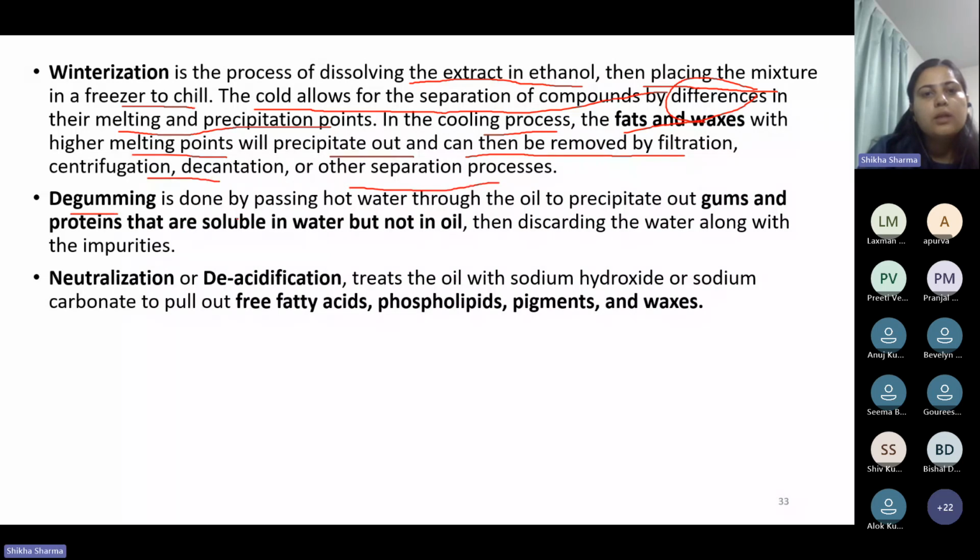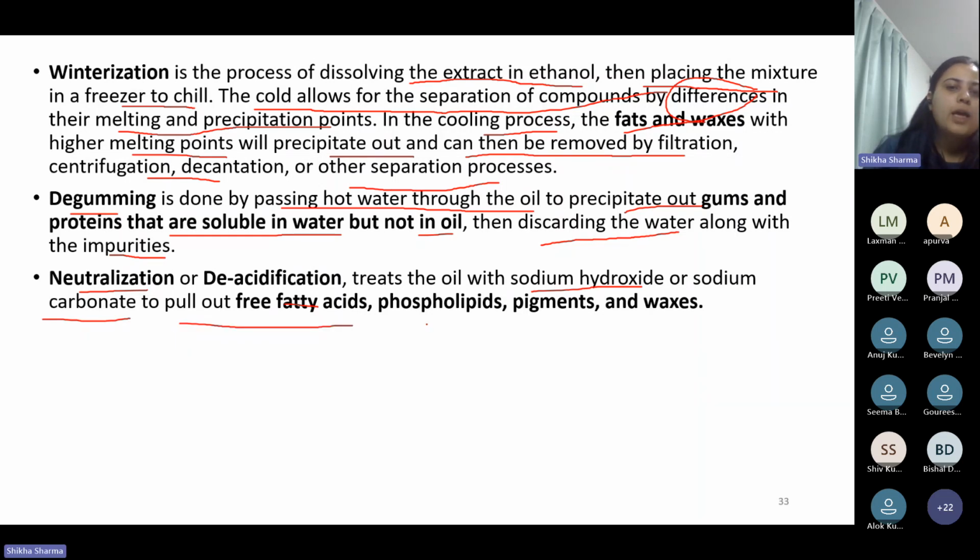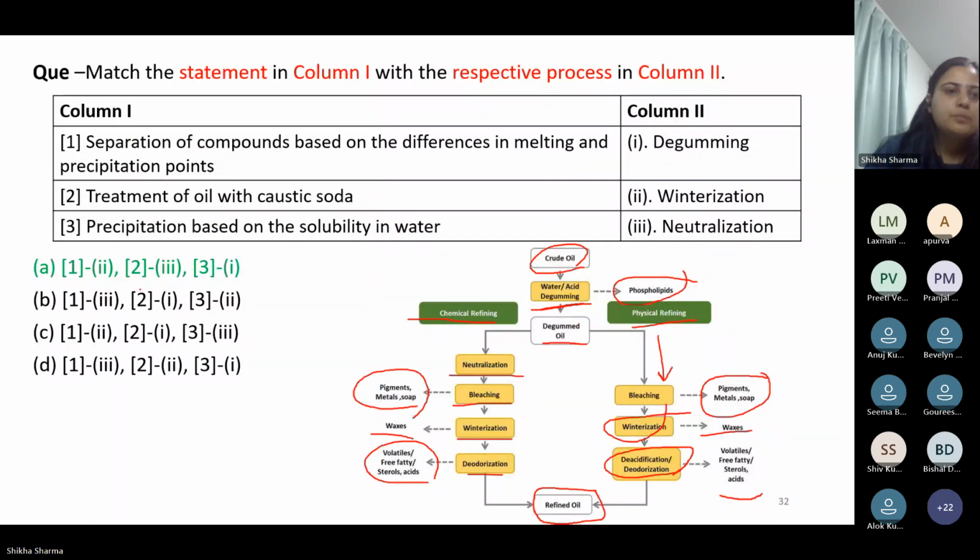In degumming, we pass hot water through the oil to precipitate out the gums and proteins that are soluble in water but not in the oil. Then the water is discarded along with the impurities. And in neutralization or the deacidification process, the oil is treated with NaOH or sodium carbonate, Na2CO3, to pull out free fatty acids, phospholipids, pigments, and waxes. So we have option C as our correct answer.